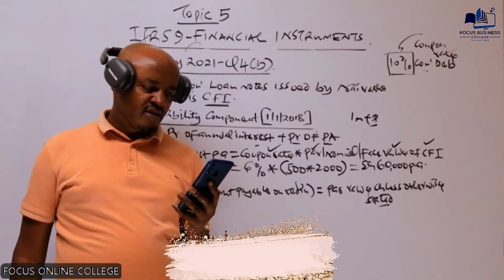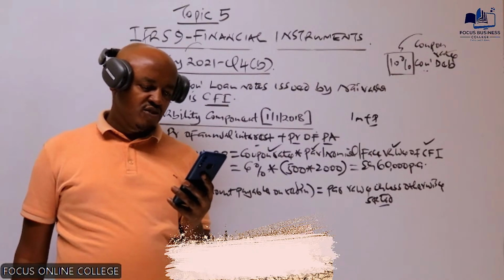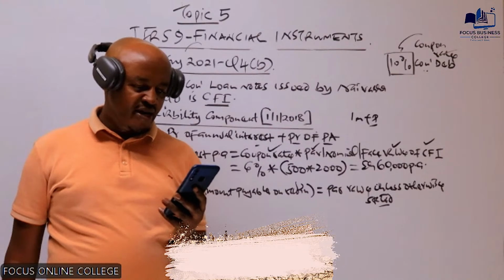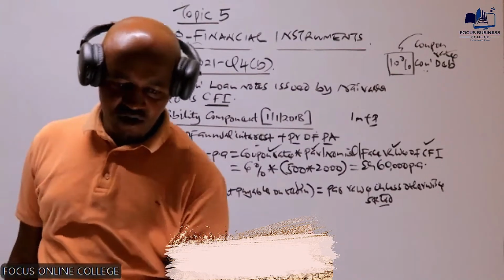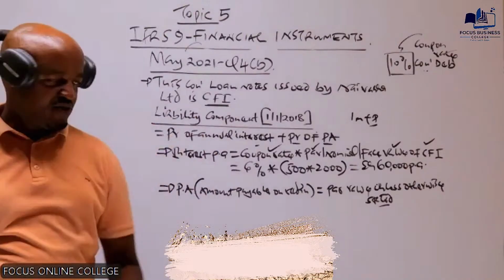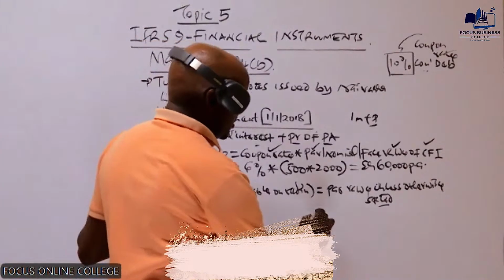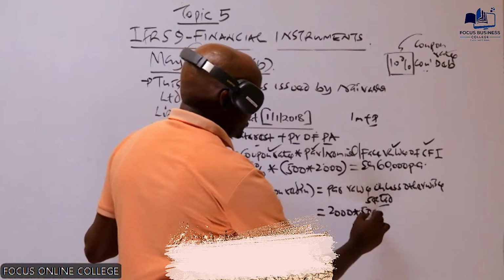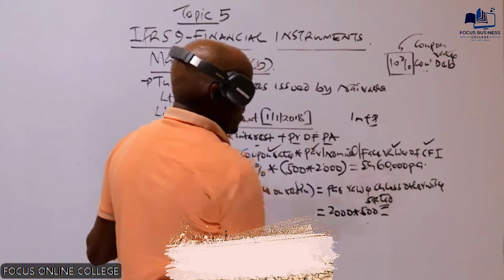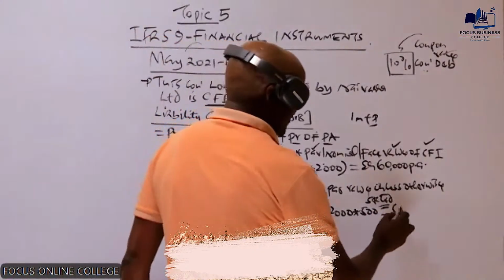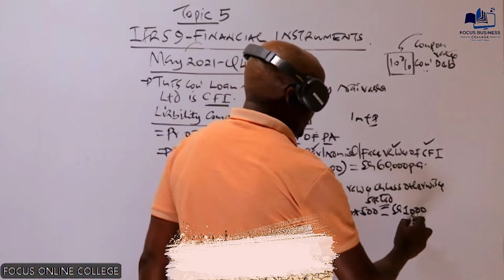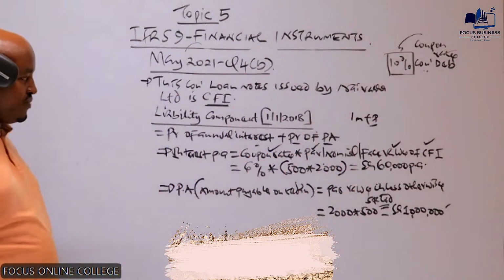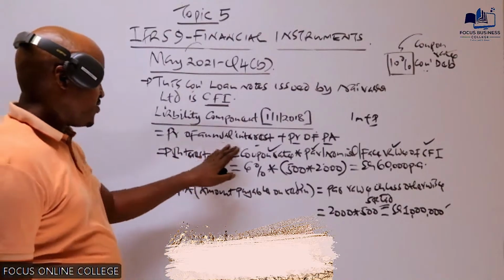Paragraph 1, sentence 2, we are told each raw note is redeemable in 3 years' time at its par value. So the amount to be paid on redemption is the par value. The par value in our case, we know, is $2,000 per raw note, times the total number of raw notes which were issued. So this should give us $1 million. So the amount to be paid on redemption will be $1 million.